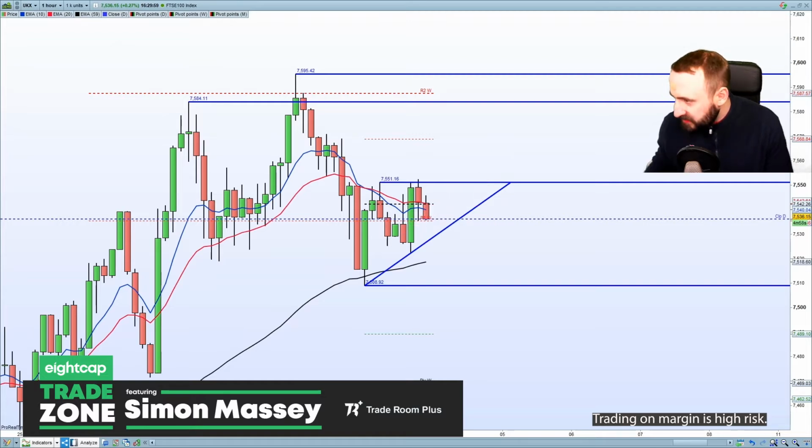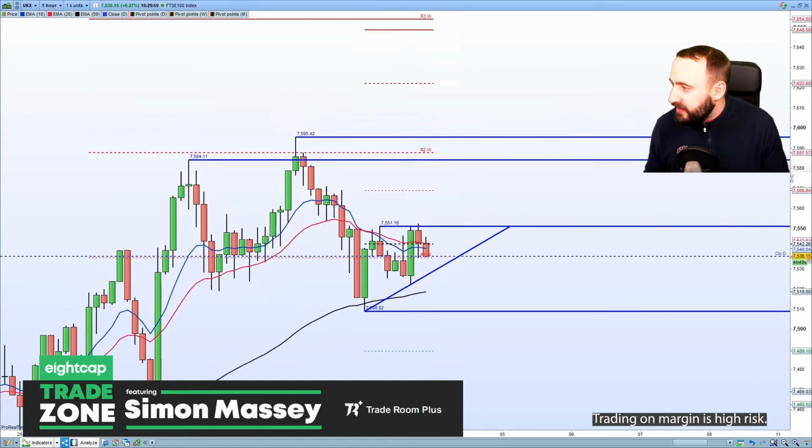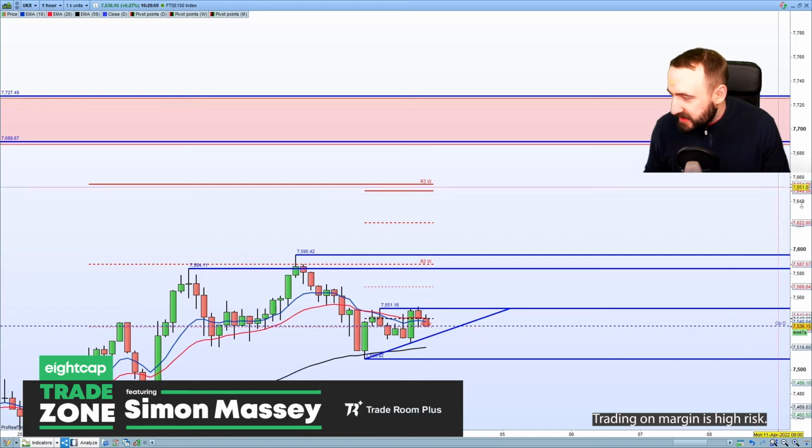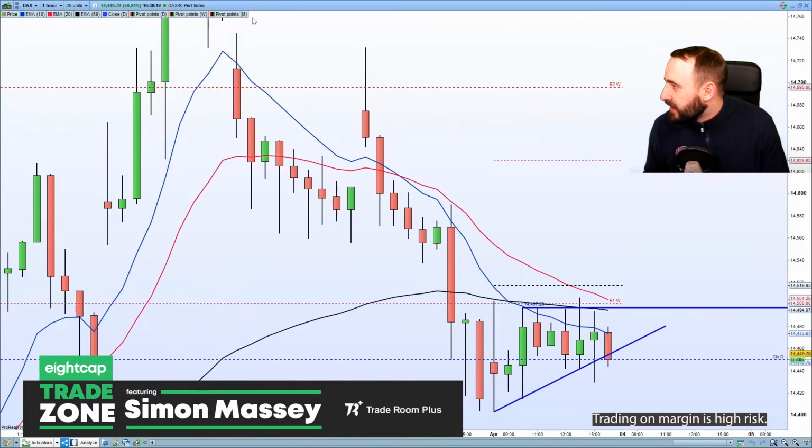So Monday for me on the FTSE, looking for a break of this 7551 to attack these post-coronavirus highs, or near enough anyway. And then looking all the way up here to see if we can start attacking this zone. So that is my plan for the FTSE. Let's get rid of the FTSE.